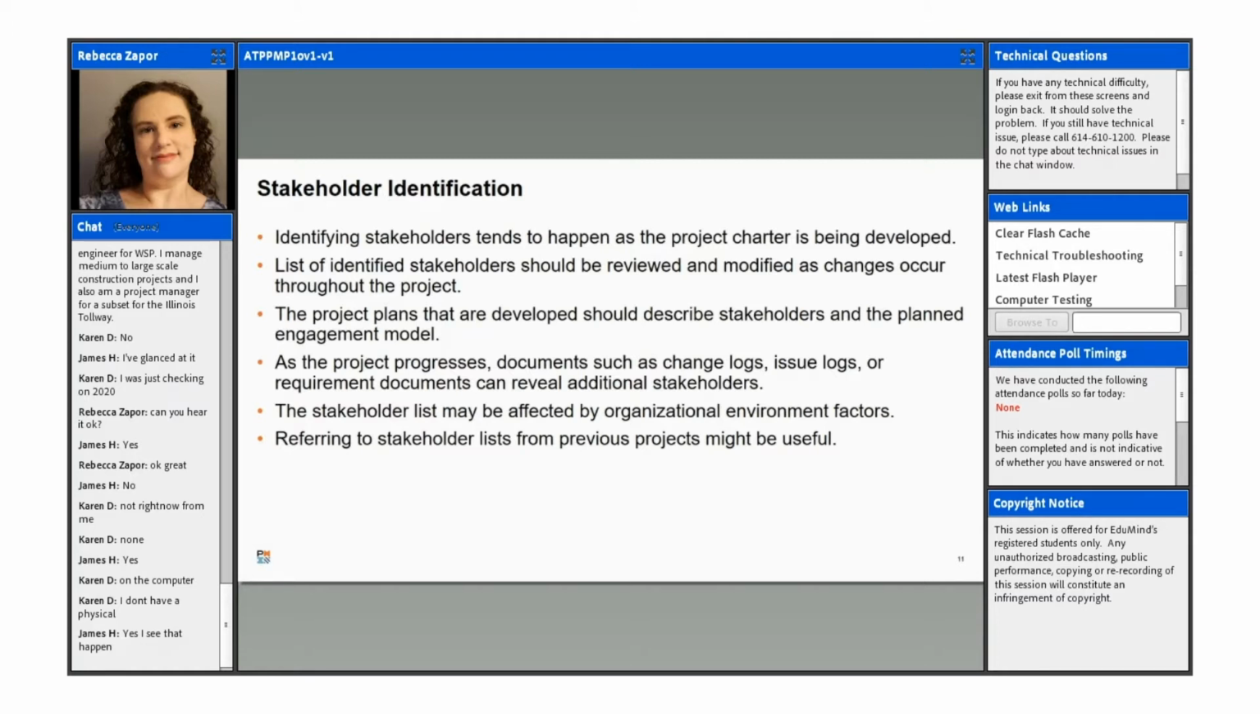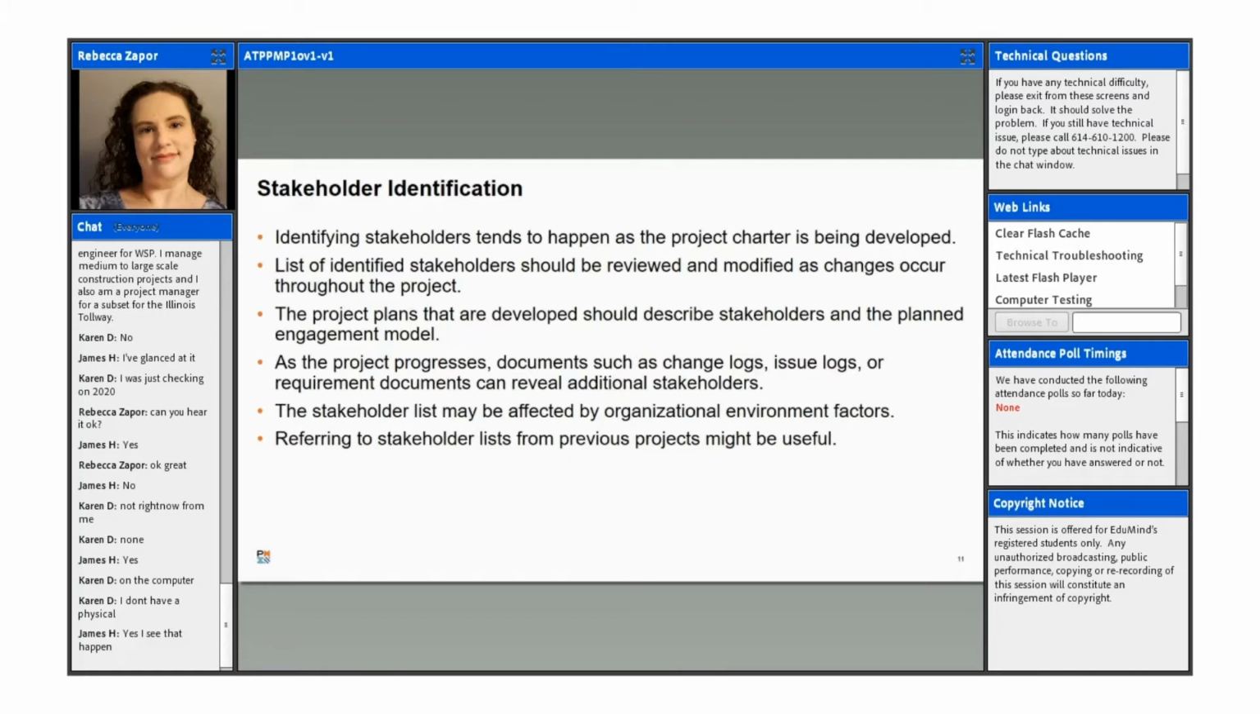If you refer to a document, maybe like a business case or business management plan, a lot of times those can describe lists of stakeholders. A lot of times those types of documents are created before the project starts, so you can look at that, and they might have an early list of some of the key stakeholders. The communication management plan and the stakeholder management plan are two things that should describe the stakeholders and the planned engagement model.